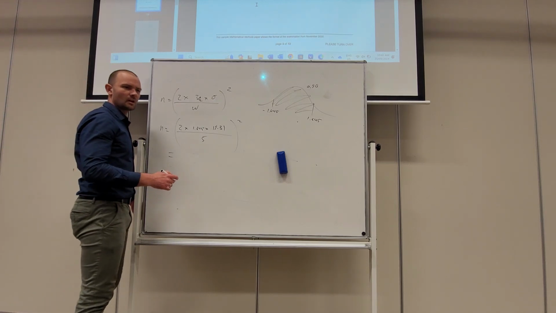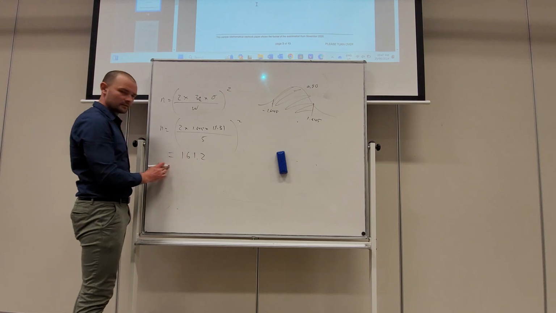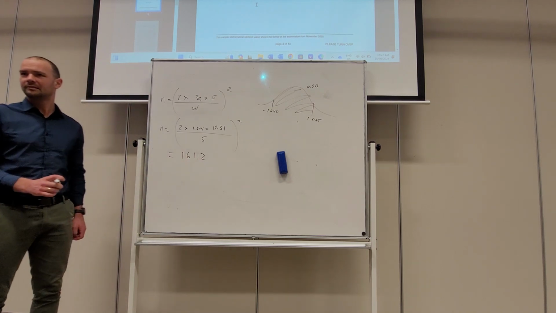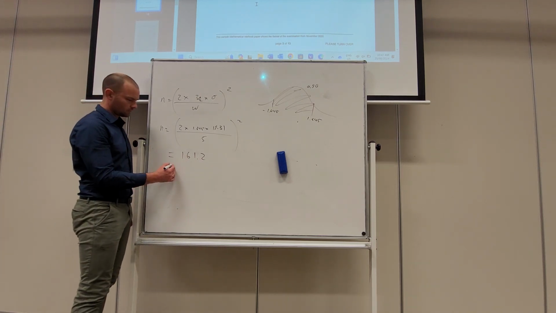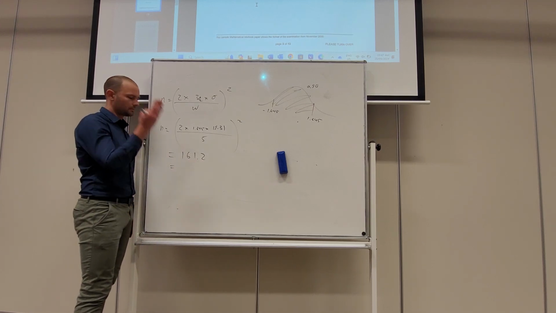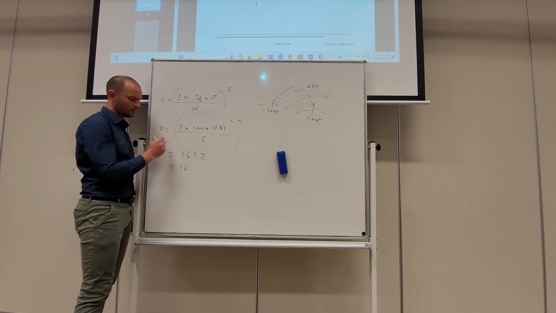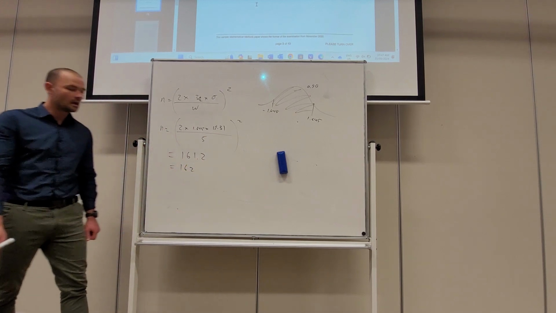Anyway, this comes out to 161 or something like that. Is that right? Yep, 161.2. And because we've calculated n, this is one of those circumstances where we always round up. Always round up when you're calculating n with this formula to guarantee that level. 162 students.